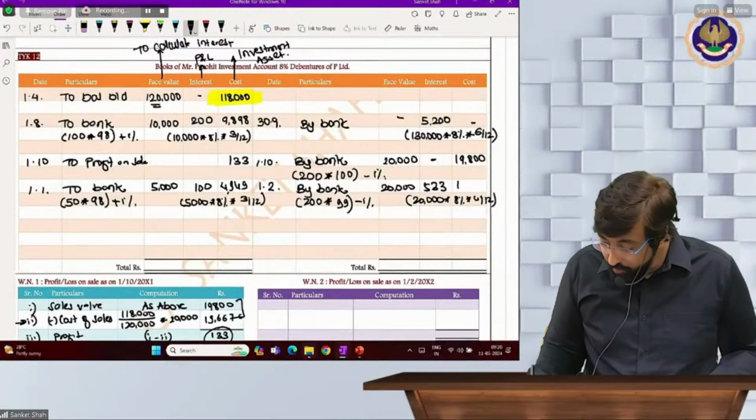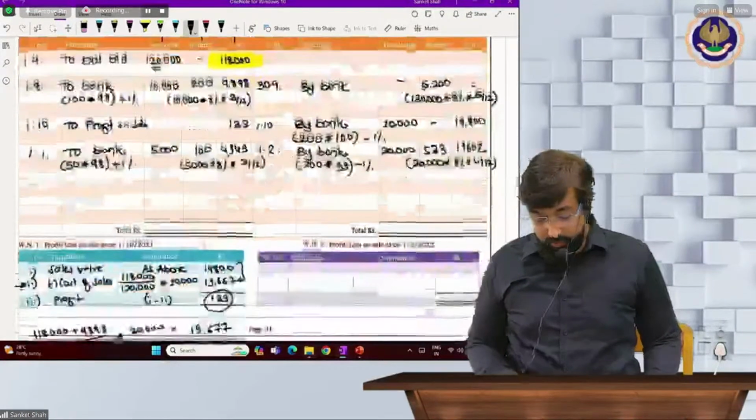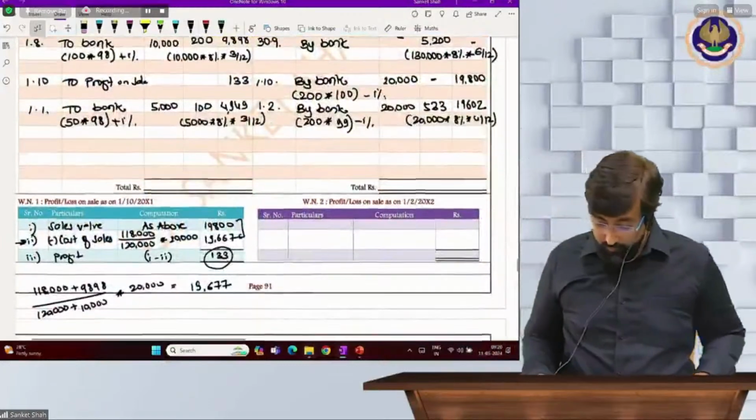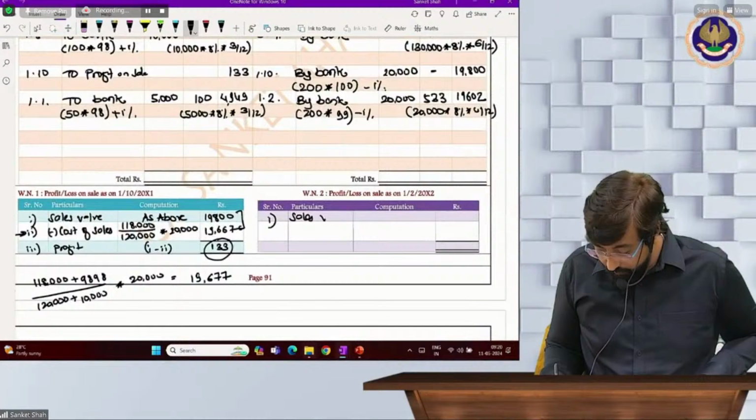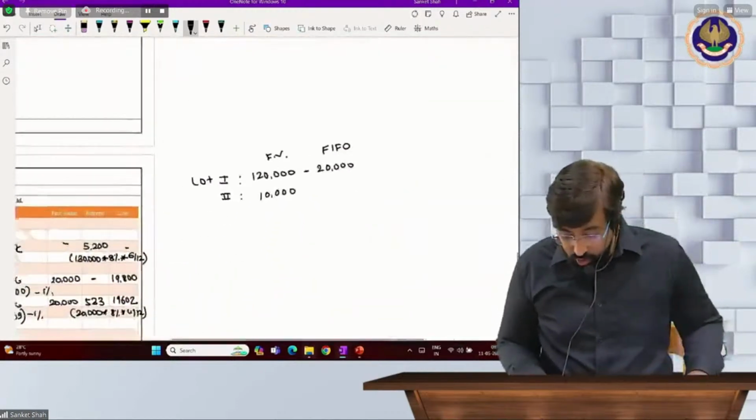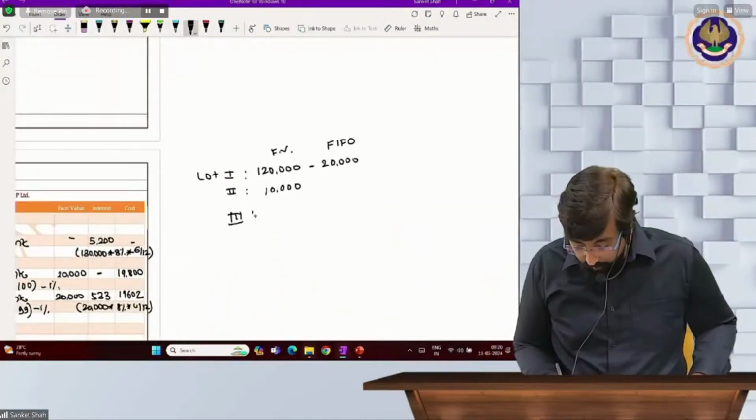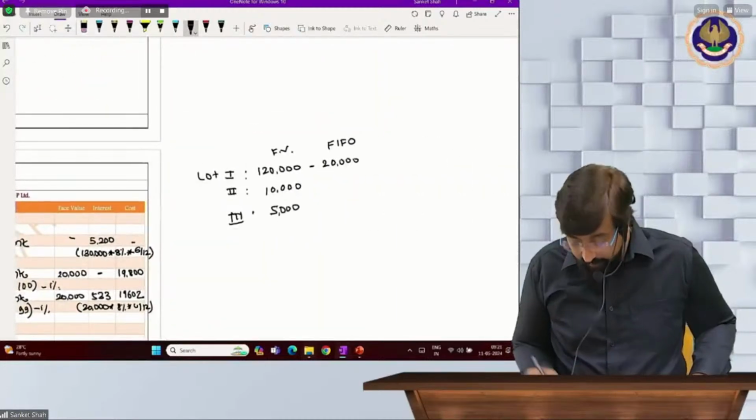What is the amount? 19,602. ठीक है. Sales value as above. Yes. 19,602. Now tell me, this is the third lot, right? Third lot. Yeah. कितने का लिया? We bought it for 5,000. Yes. 5,000 का third lot.